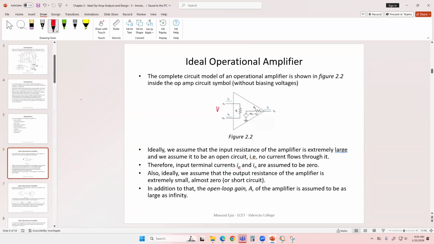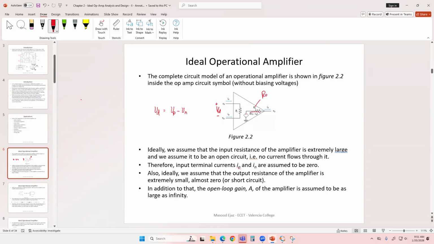The input voltage that you're supplying is what we call the differential voltage, the difference between the non-inverting input and the inverting input. That's the input of the operational amplifier, and it's called the differential input. It's a differential amplifier, which takes the difference Vp minus Vn. That voltage is applied across the input resistance. This is the input resistance Ri. This is the output resistance Rout.